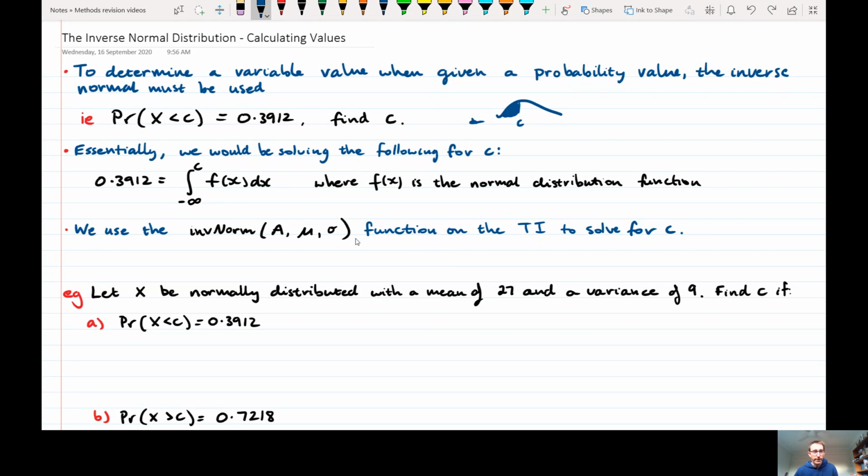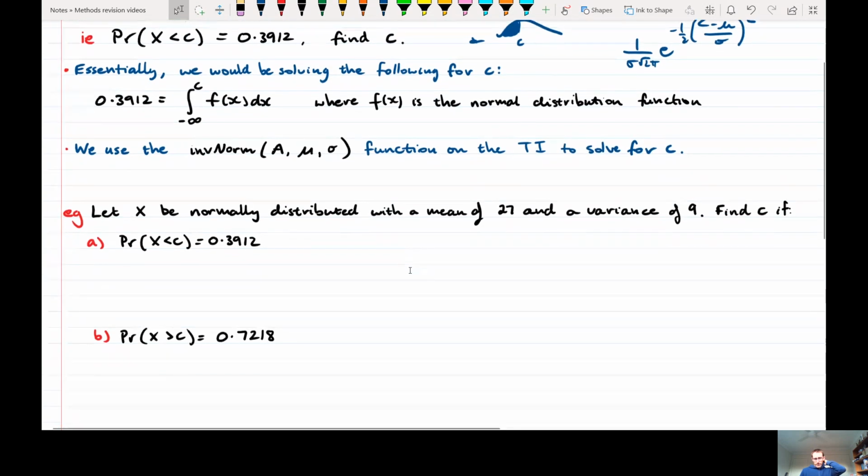That's nasty because remember, the function is not nice. Remember, the function is this. Don't know about you, but I do not want to be trying to integrate that because you guys can't. And then even if you could integrate it, then you've got to deal with it having a value of C in there and try to solve for C, get C by itself. That's nasty. Let's not do it. Let's use the inbuilt function on the TI, which is the inv-norm option, and you're going to get that through the menu, probability, distributions, and then inverse normal, which I'll show you in a minute. So let's have a go.